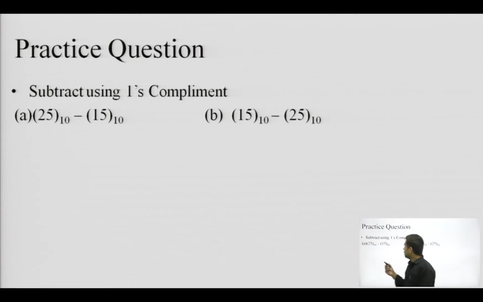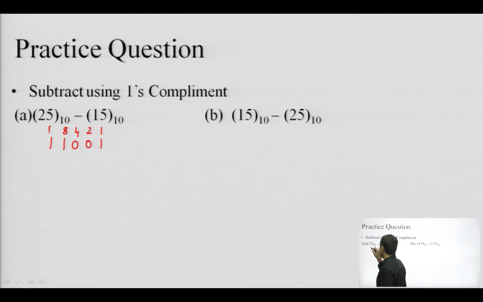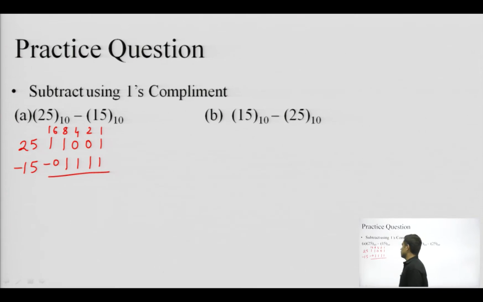So, first of all, I have to perform this using ones complement. So, for these numbers 25 and 15 are to be written in binary. So, 25 when written in binary can be written as 11001, using these weights 1, 2, 4, 8, 16. You can check, 16 plus 8 plus 1 is your 25. So, this is my 25, and if I want to perform 25 minus 15, then 15 will be 8, 4, 2, 1, this 16 will not be required. So, these are the two values.